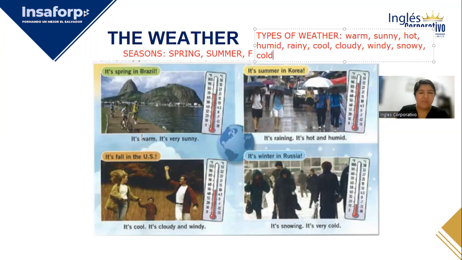Muy bien. Entonces, este vocabulario lo vamos a estar utilizando en las siguientes actividades, ¿ok? Ahorita vamos a pasar a revisar la estructura gramatical que vamos a estar utilizando. Pero aquí ya vieron ustedes que hay algunos ejemplos. For example, it's raining, ¿ok? It's snowing. Esta es la estructura que vamos a revisar ahorita, ¿ok?